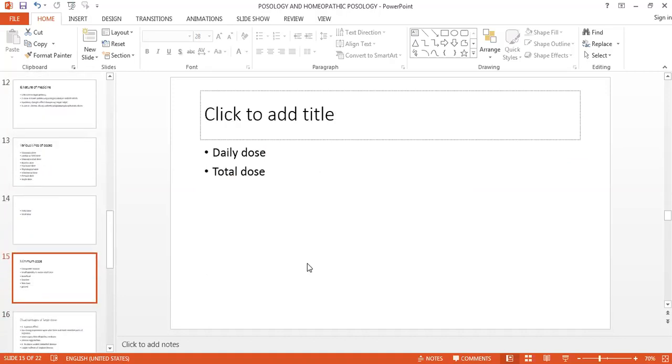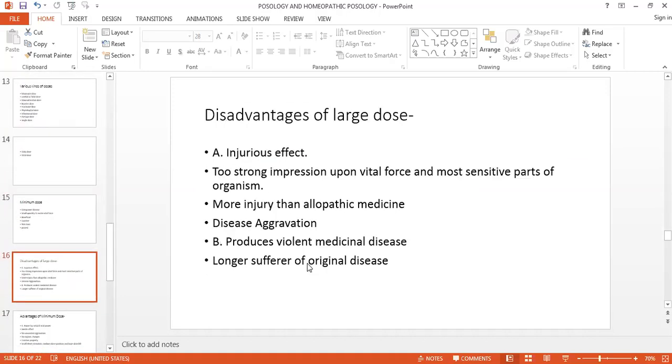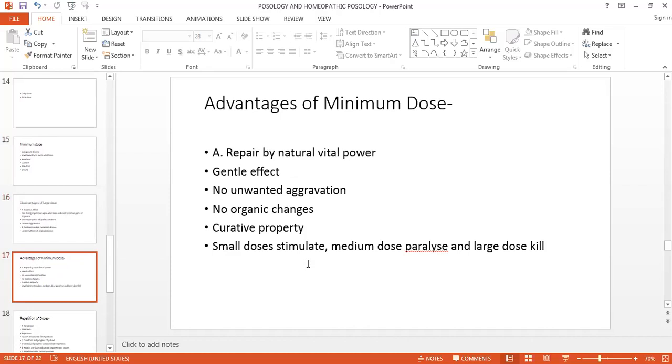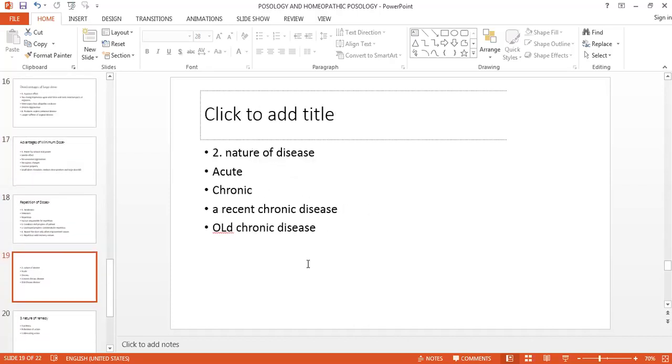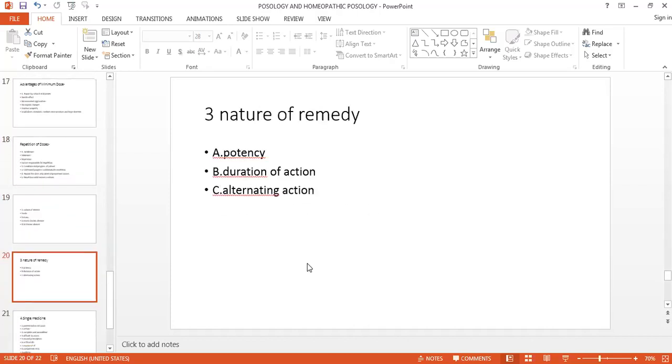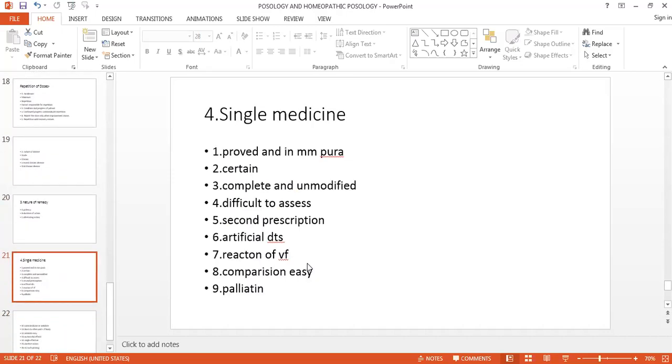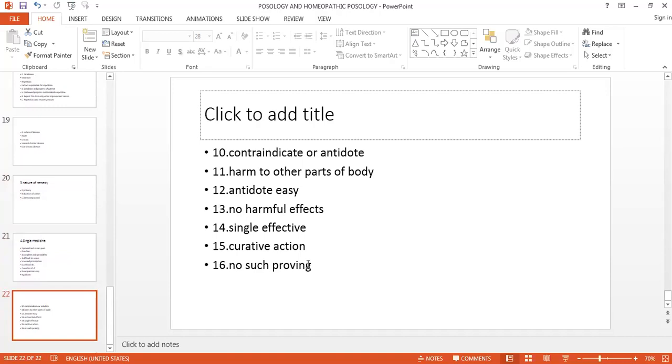All the points we have covered, because this posology comes for a 20-mark question. So we have to be more cautious and we have to divide this lesson properly. If 5 marks or 10 mark question base में आता है, so we have to do it. So if you have any doubt, you can ask me anytime.